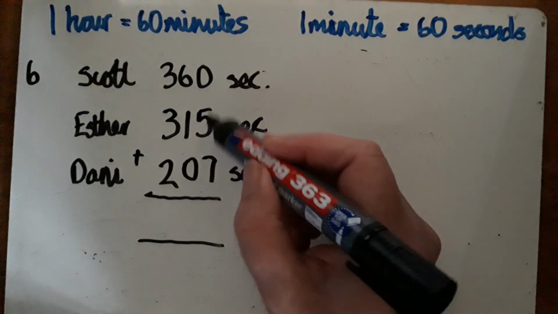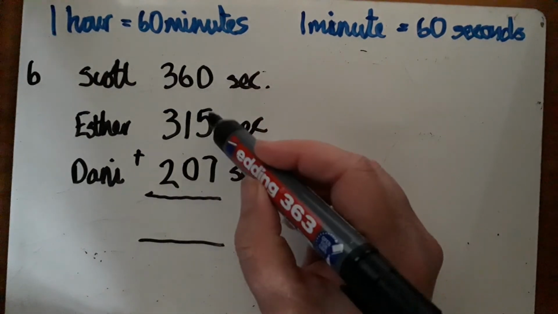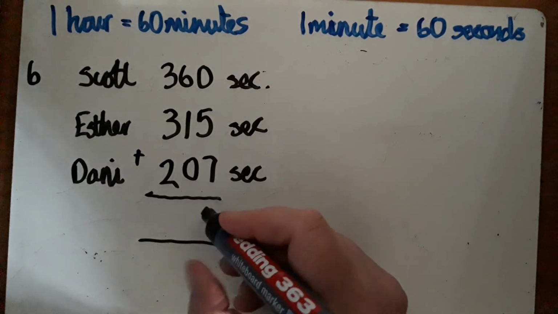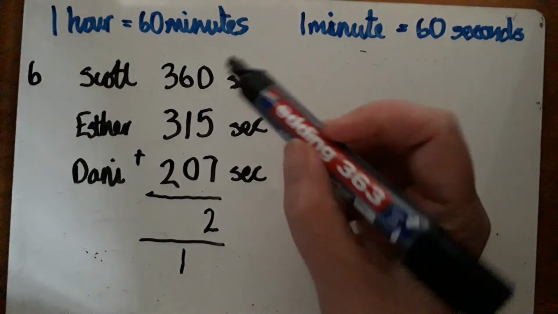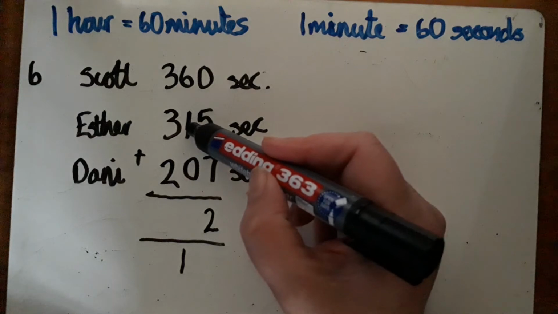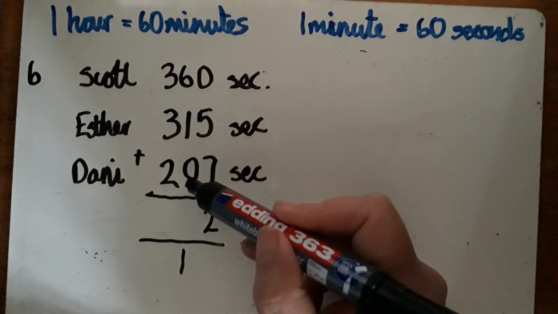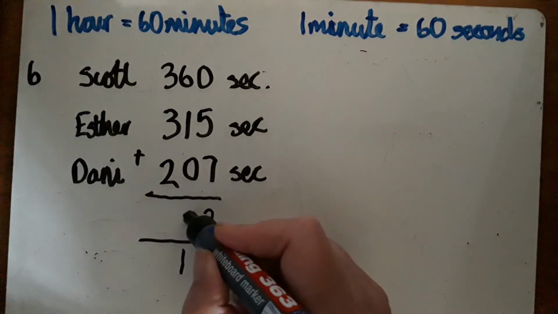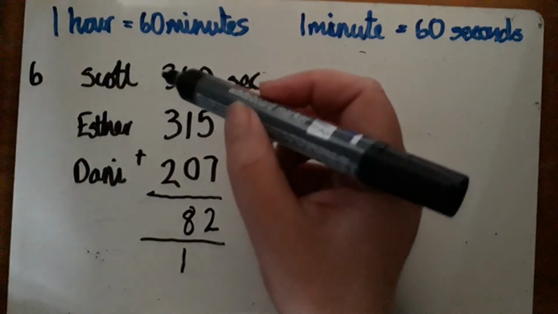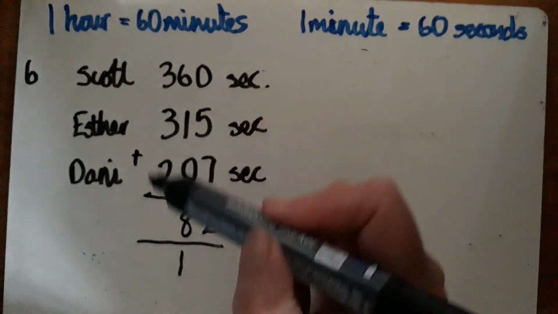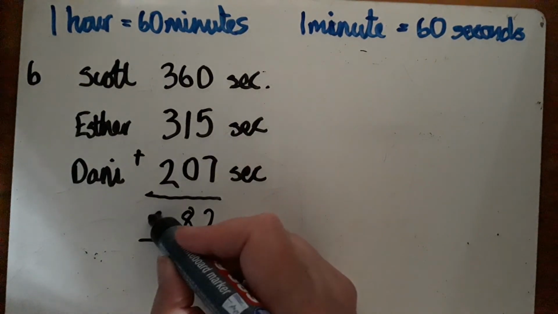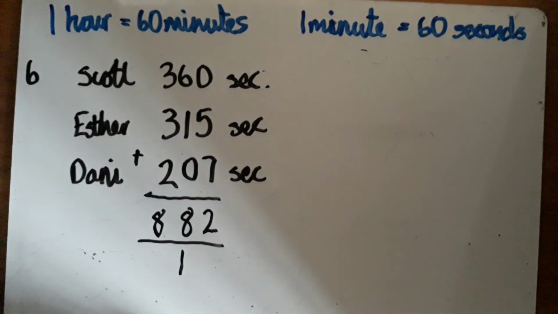Okay, so coming down the ones, 5 and 7 is 12. 2, exchange the 1 into the tens. 6 plus 1 is 7. Plus 0 is still 7. Plus 1 is 8. Okay, and no exchanges, so 3 plus 3 is 6, plus 2 is 8. Okay, so we've got 882 seconds total time.